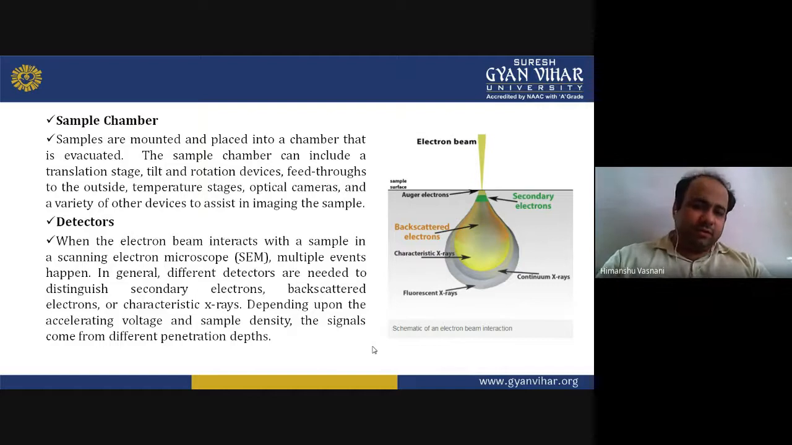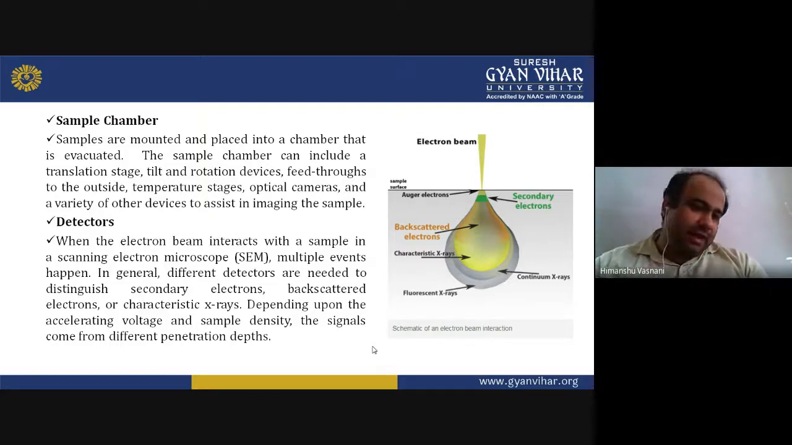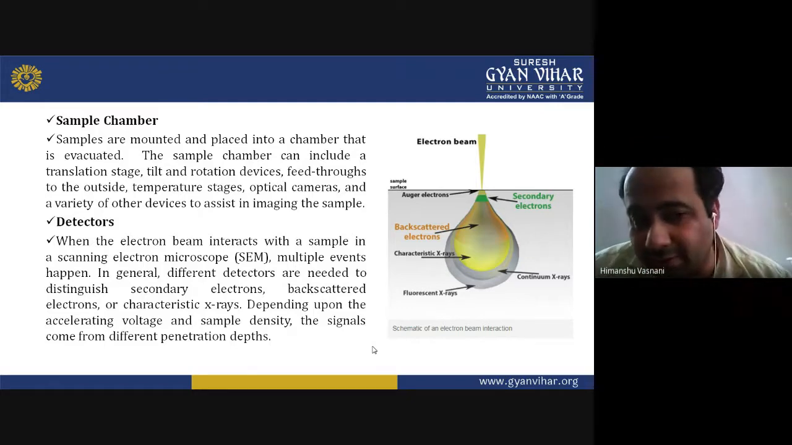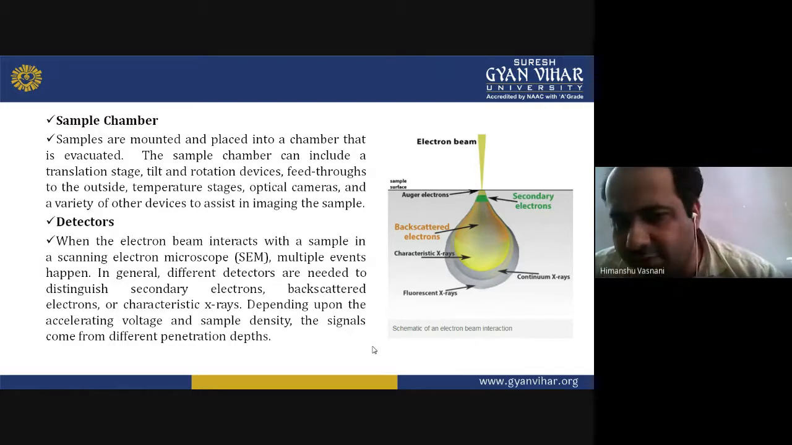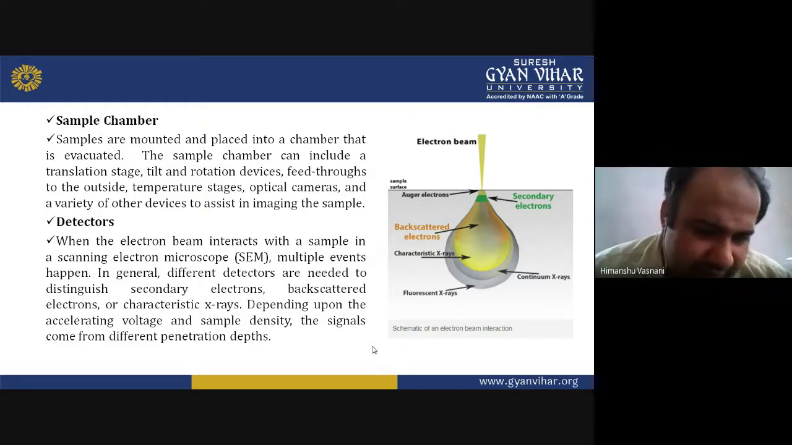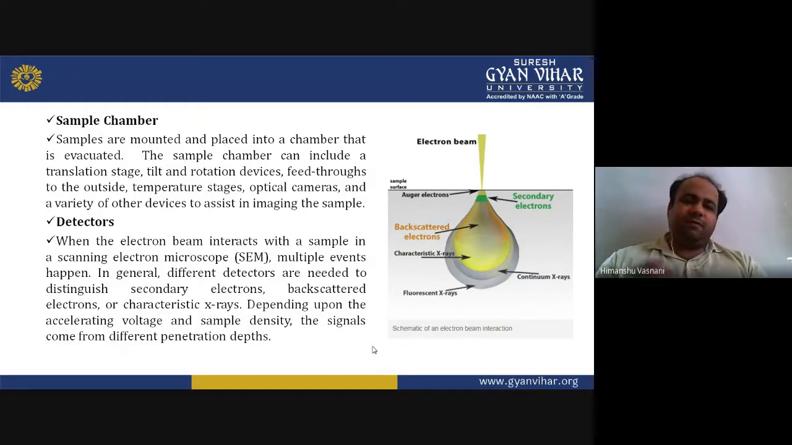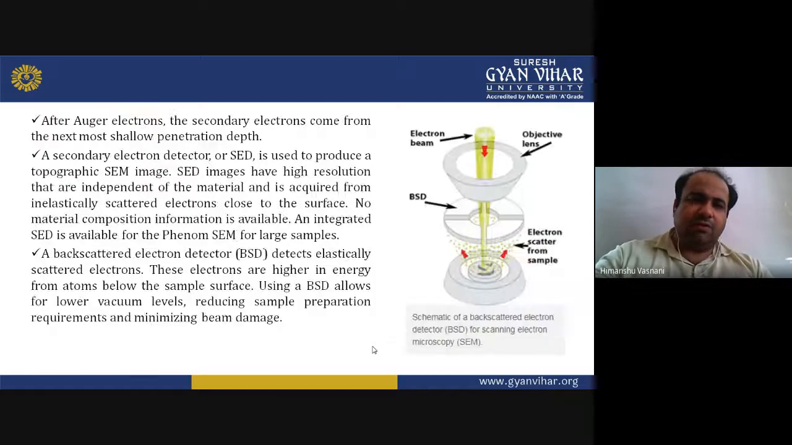Now the detectors. When the electron beam interacts with the sample in a scanning electron microscope, multiple events happen. In general, different detectors are needed to distinguish secondary electrons, backscattered electrons, or characteristic X-rays. Depending upon the accelerating voltage and sample density, the signals come from different penetration depths. You can see here how the characteristic X-rays, continuous X-rays are shown, so you can understand how the whole setup works.